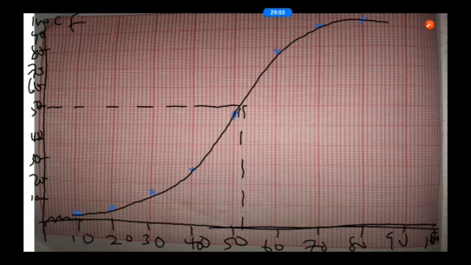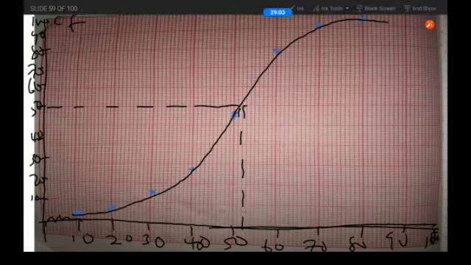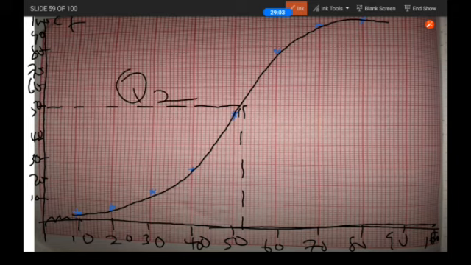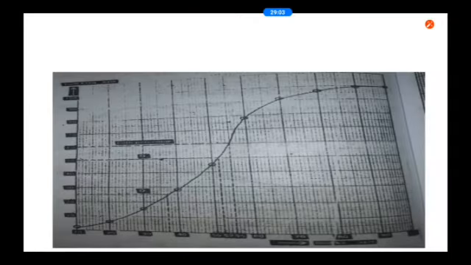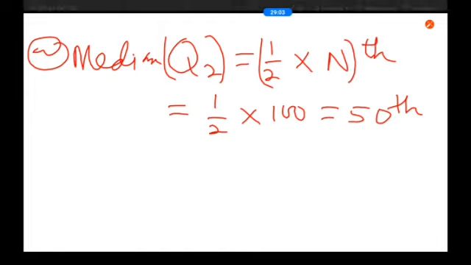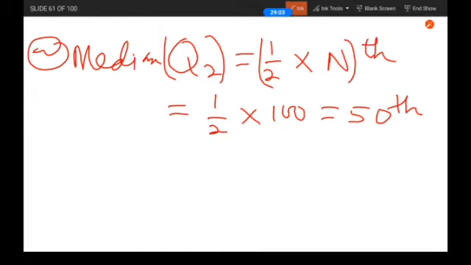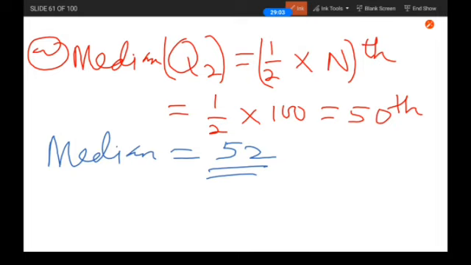So you now go back. This is Q2. That is your median. So you now say, median, when you trace the answer now, median is equal to 52. You must write what you are saying there.